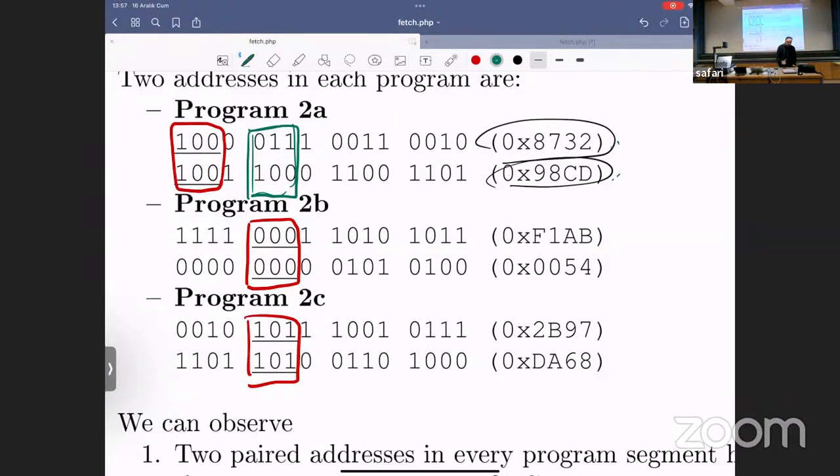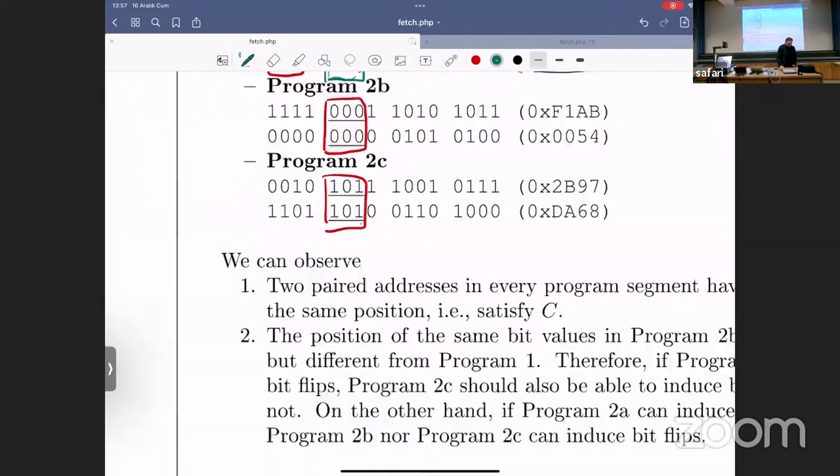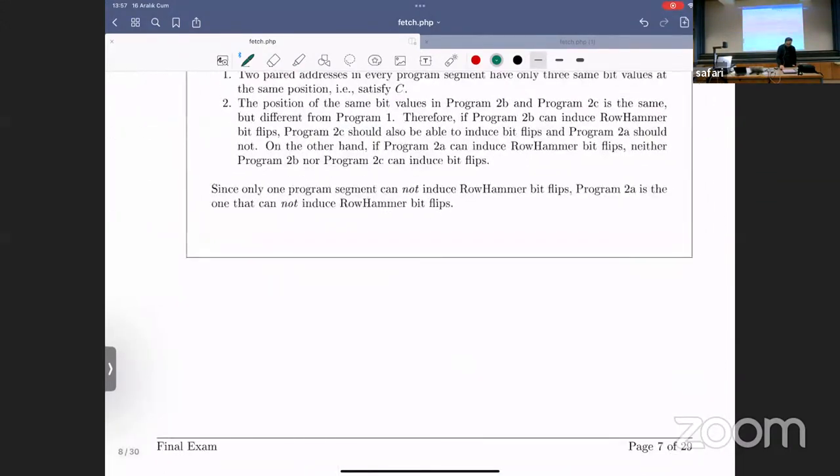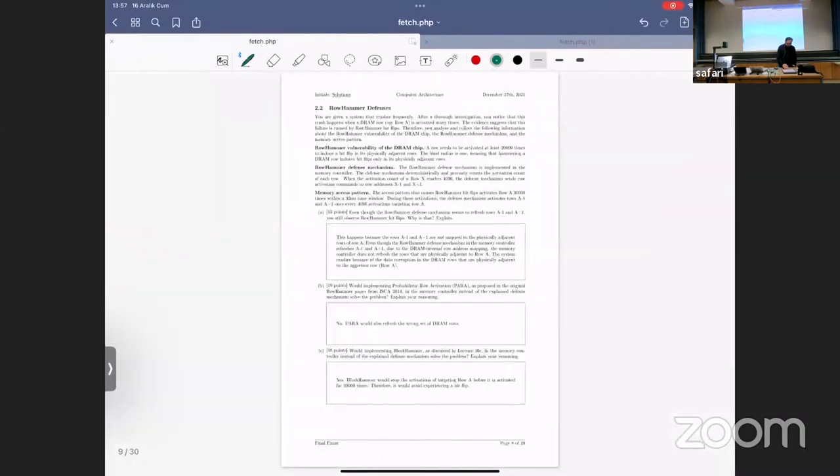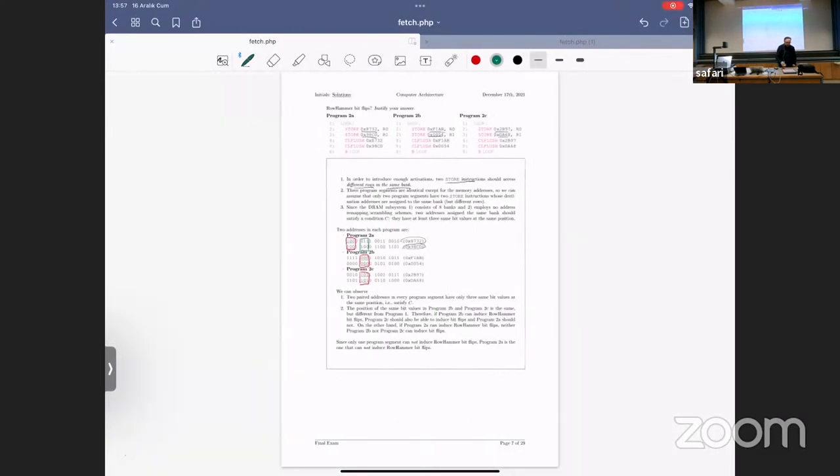So that's one explanation, right? You can just say, okay, these three bits are bank IDs and that's why 2A doesn't work. If you come up with an alternative solution, it will also be accepted, as I said earlier.